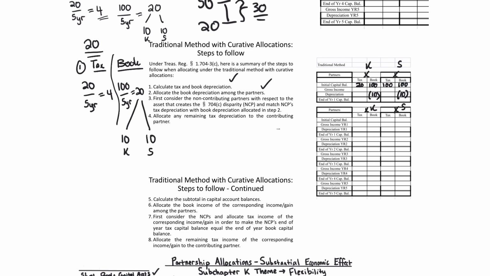Okay, now we go to step 3. First, consider the non-contributing partner's depreciation and give them as much tax depreciation up to the amount of book depreciation. We've only got 4, so we're going to give Strawberry, the non-contributing partner, $4. And then number 4 is allocate any remaining tax depreciation to the contributing partner, here Kiwi. That means there's nothing left to allocate. So far, steps 1 through 4 are identical.